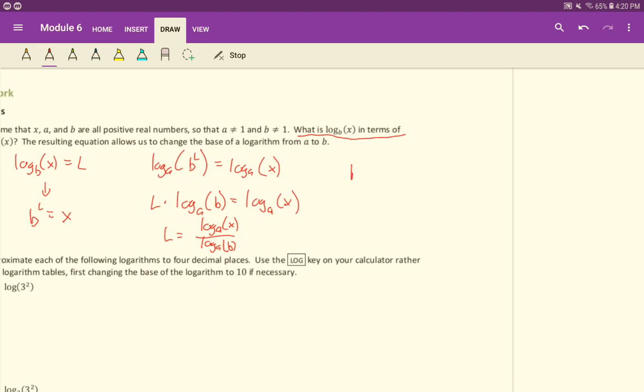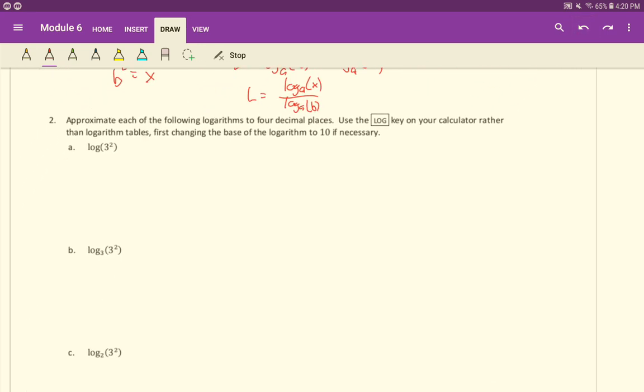So in other words, log base b of x is the same as log base a of x over log base a of b. And you can pick a to be whatever base you want. Okay? So let's do that here in some of these problems. We're supposed to approximate each of the following logarithms to 4 decimal places. Use the log key in your calculator rather than logarithm tables, first changing the base of the logarithm to 10 if necessary. So right now our base is already 10, so we can just go ahead and type this in. It'll be 2 times log of 3, but we can really just type that into our calculator too.